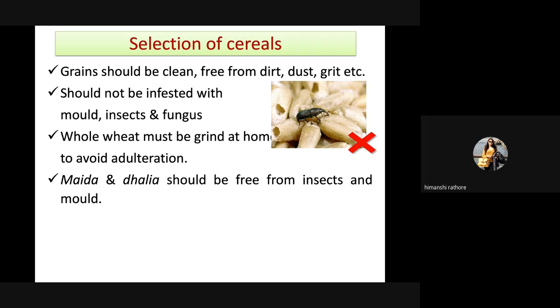So these things you have to keep in mind while you are going to purchase, because mostly these grains are sold in a loose form. They are not in packaged form. The shopkeeper will give you loose grain only, so you have to see that there is no infestation and no insects present in the grain.